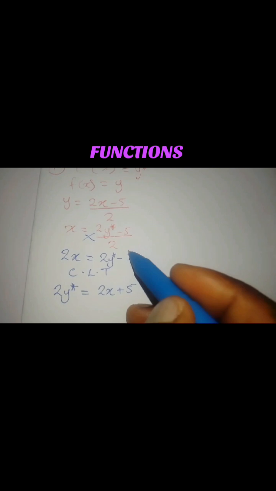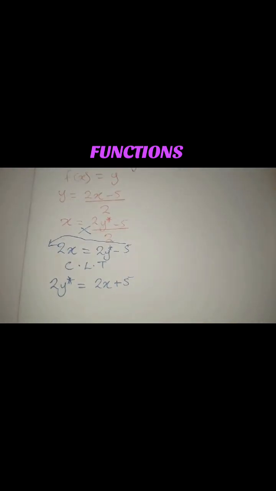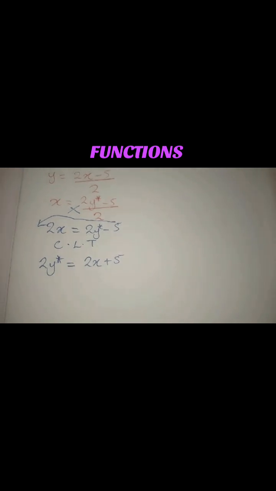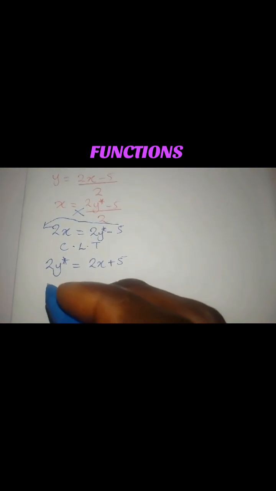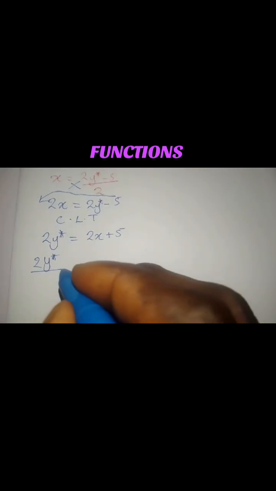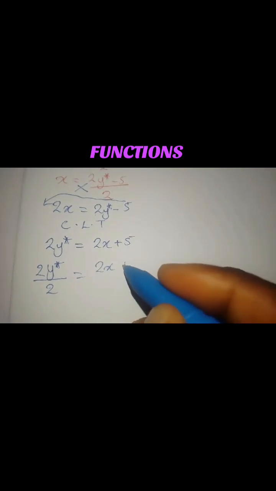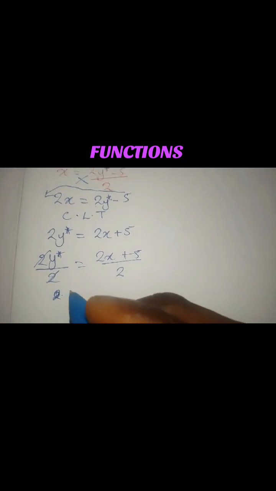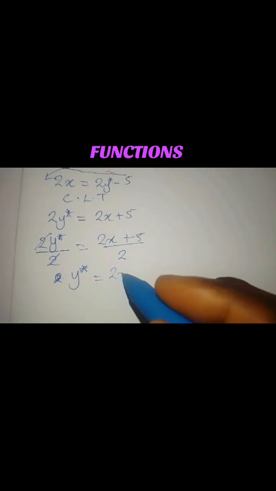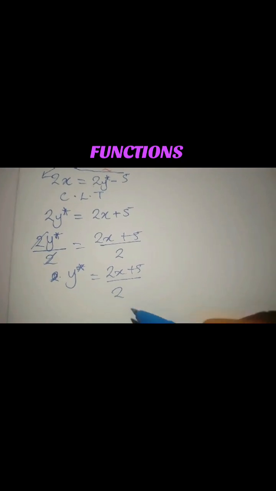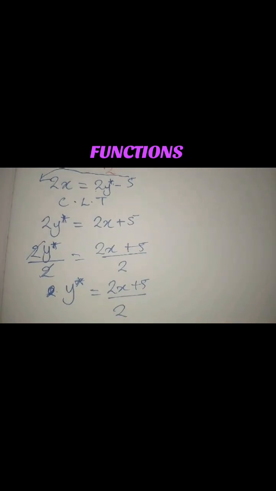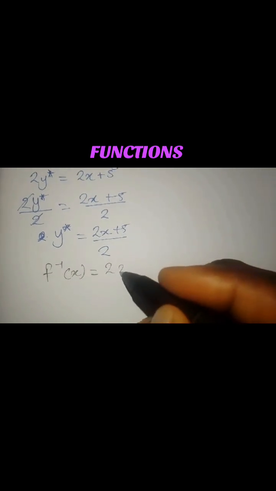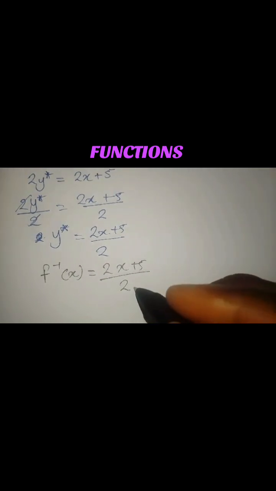What I did here, I brought it back to this place. That's the reason I did, and I leave 2y prime. And then I put it in the front of the mirror. We are going to have this. So from here, I can say 2y prime divided by 2 equals 2x plus 5 divided by 2. Then 2 can deal with 2. So y prime equals 2x plus 5 divided by 2. And that's for this question 1. That means my f inverse of x equals 2x plus 5 all divided by 2. And that's for that.